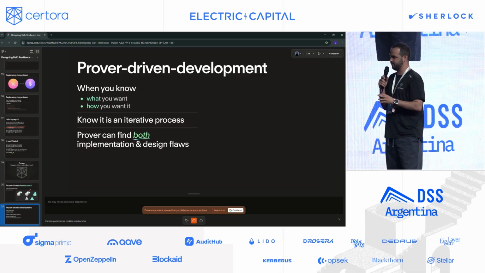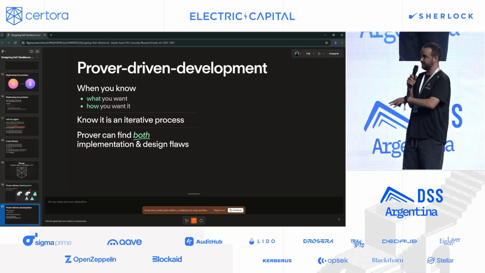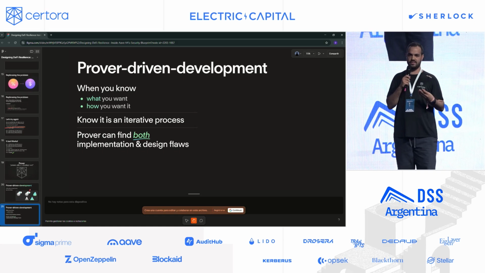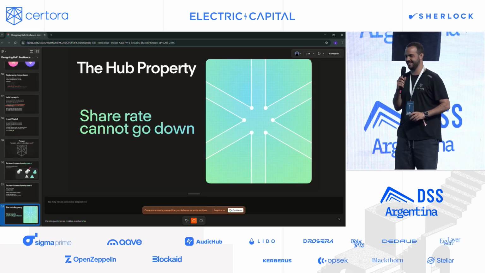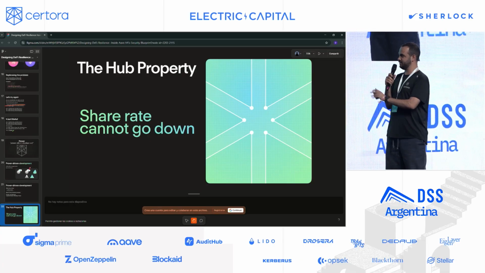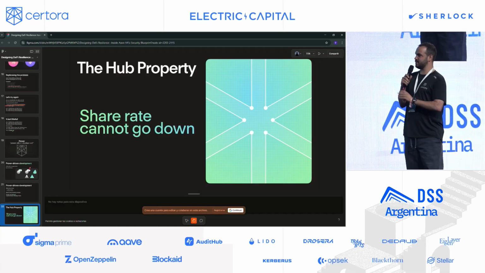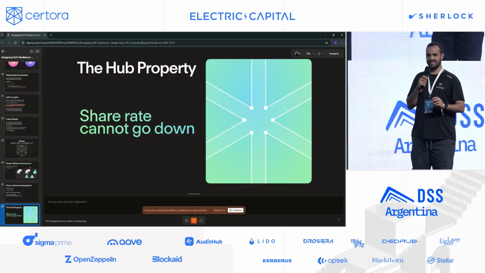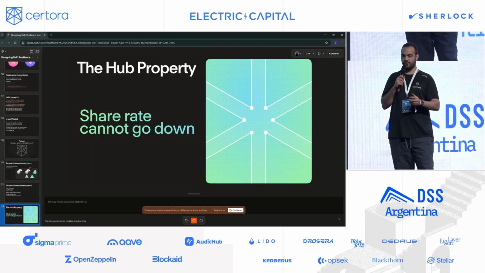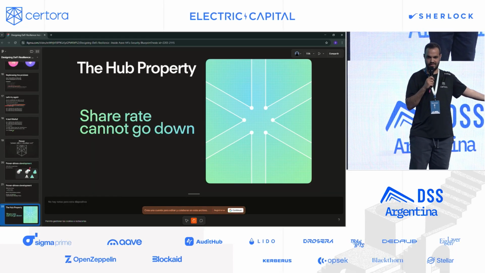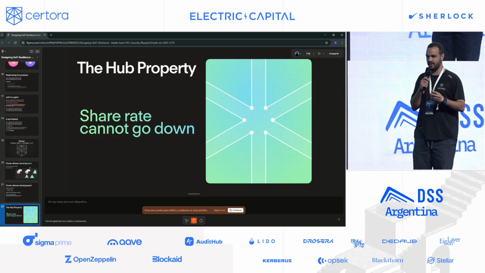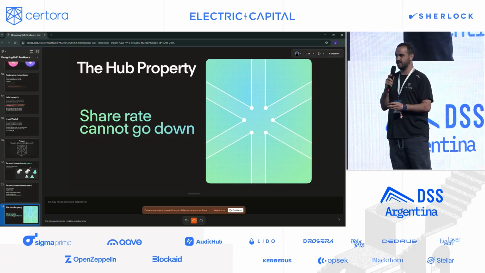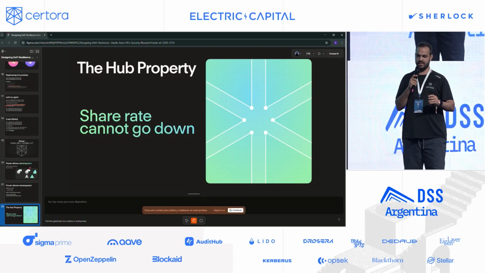And the prover can help us find both the design issues and implementation issues as long as you formalize your properties correctly. So now let's go to the most important property that we prove for the hub, which is that the share rate doesn't go down. This property basically means that the protocol is solvent. Of course, everyone wants all of the protocols to be solvent, and this definition is very hard because protocol solvency has a couple of different meanings depending on the protocol.